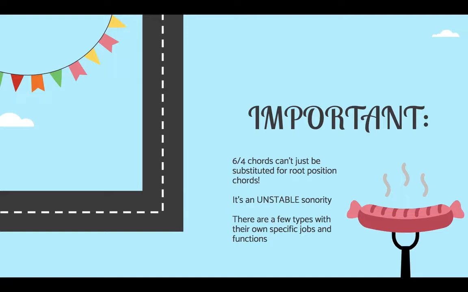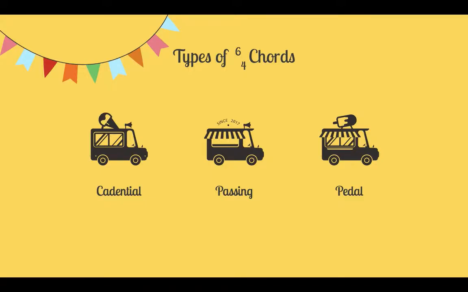So there are a few types of 6/4 chords depending on what comes before them and what comes after them, and they all have their own specific jobs and functions. So that's an important point. You can't just stick a 6/4 chord in instead of a root position chord. You have to have a specific reason for using that 6/4 chord. So let's talk about some of those. There are 3 main types of 6/4 chords that we use.